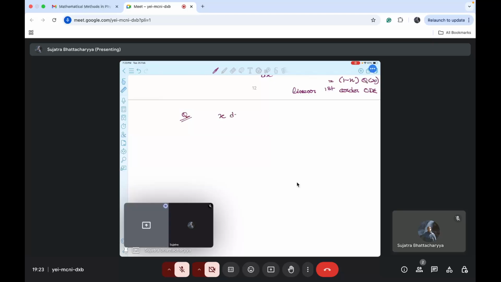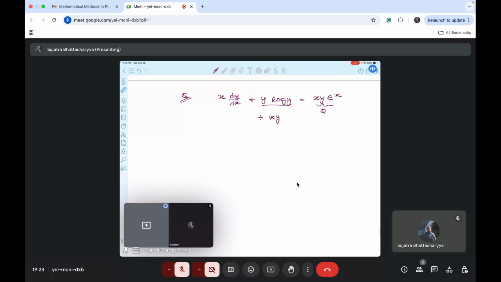So x dy dx plus y log of y is equal to xy e to the power x. Immediately you will see that y times log of y is a product of some function of y with a y. So it comes to some kind of a nonlinearity. But what you can do is divide by xy first, because this should be a function of q of x, right? To have a known kind of a solution.